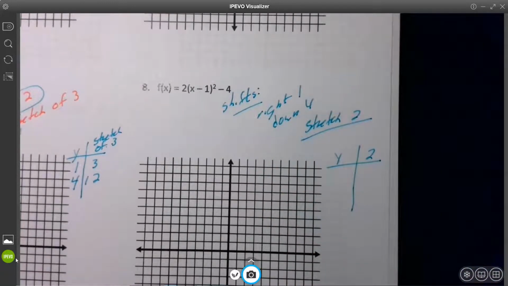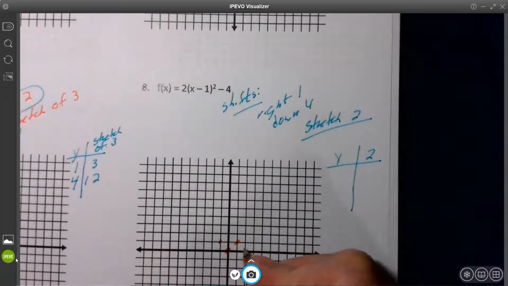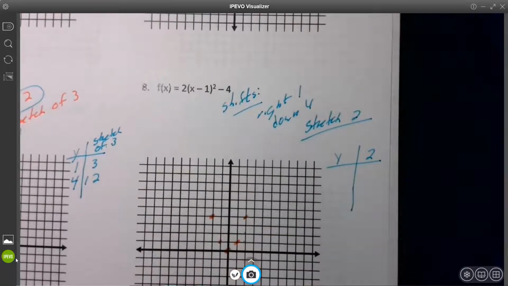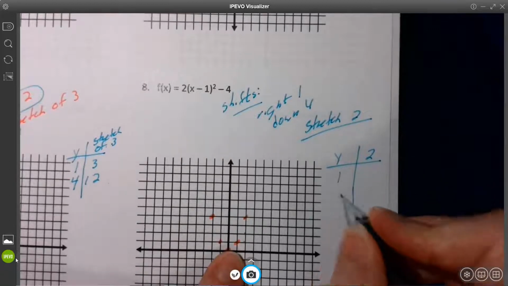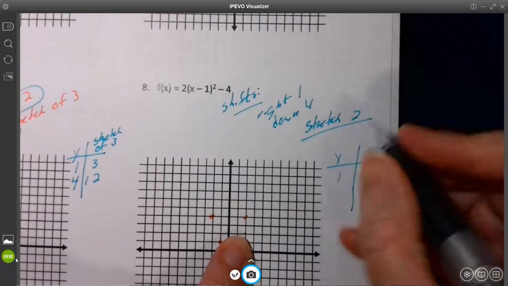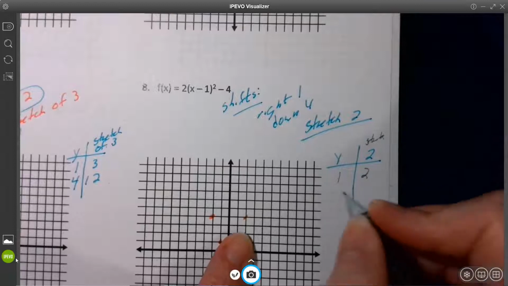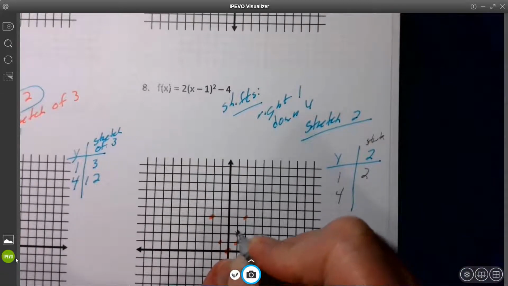So plot the parent function. 1, 1, negative 1, 1, 2, 4, 2, 4. There's my parent function. Now we're going to do a stretch. So if I do a stretch on this, okay, my y values are 1. Well, I have 0, 0. That doesn't go anywhere. 1, 1. So 1 times 2. This is a stretch of 2. That's going to be 2. That's this point. So this point goes up to here.